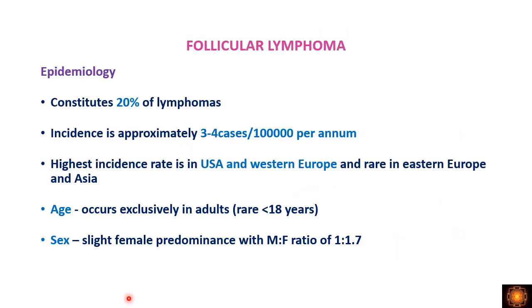Now, coming to the epidemiology, follicular lymphomas constitute about 20% of lymphomas, and the incidence of follicular lymphoma is about 3 to 4 cases per 1 lakh per annum. This is more common in the USA and Western Europe when compared to Asia and Eastern Europe. When we see the age, it involves mostly adults and it has a slight female predominance.